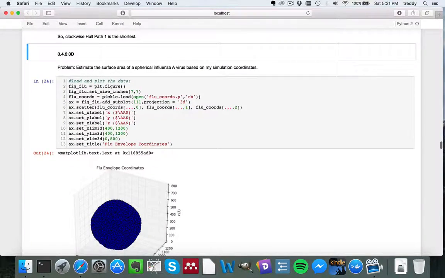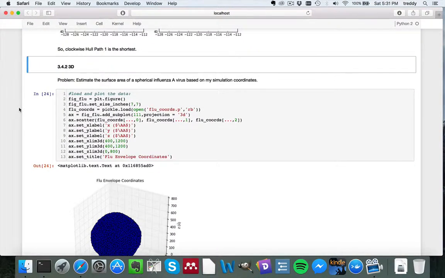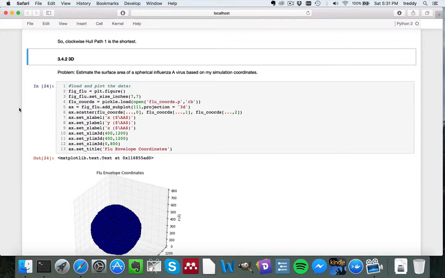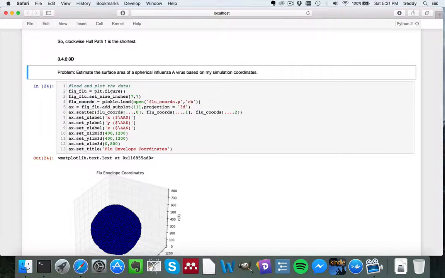So if we now move on to the 3-dimensional case, and this case is actually one from my own research, so a little bit shameless, but actually I think you'll find that this is also a really interesting usage of computational geometry for tackling a really important biological problem, which is the spherical influenza A virus, which causes thousands and thousands of illnesses each year in humans during the winter season in temperate climates.